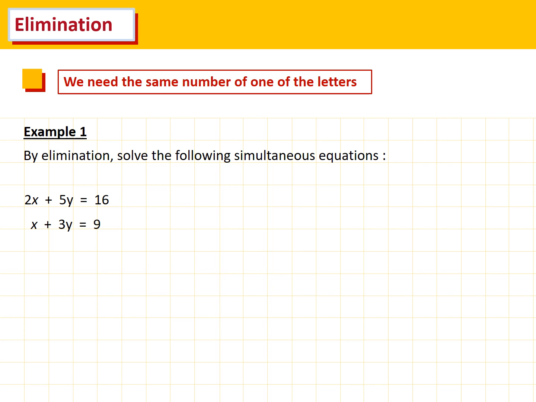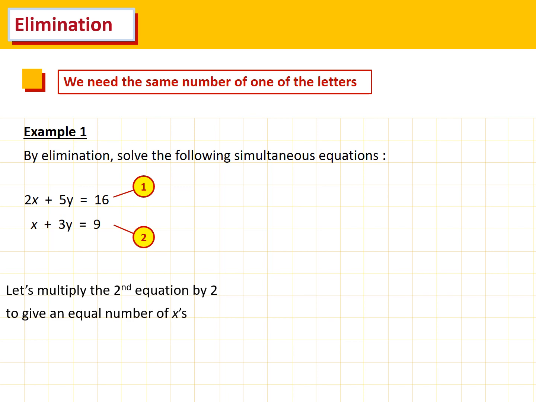Here's our first example. We've got a different number of x and a different number of y, and we need the same number of one of those letters. We, as ever, label the equations, and we're going to change one of the equations to make sure we've either got the same number of x or the same number of y. And it's easiest to change equation 2 to make it have the same number of x as equation 1. And to do that, we multiply that second equation by 2. That will give us 2x.